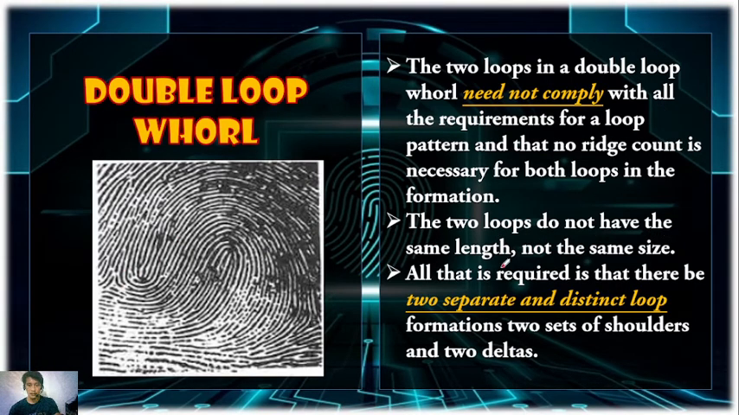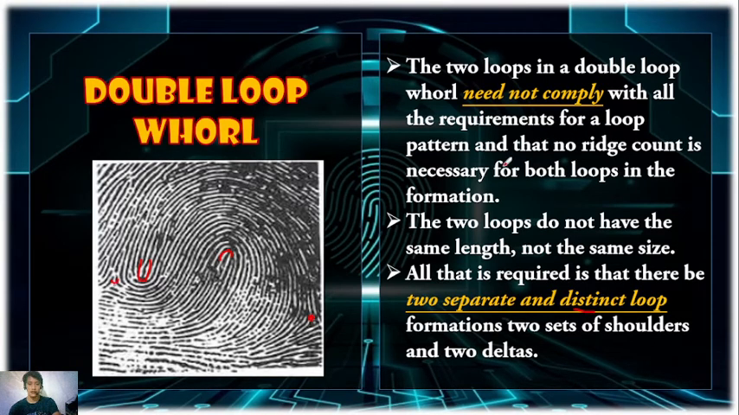Okay, the two loops do not have the same length or the same size, so hindi kailangang parehas na sizes. It could be the other loop is smaller, or the other loop is larger. All that is required is that there be two separate and distinct loop formations, two sets of shoulders and two deltas. So as we have seen in here, these recurving ridges have shoulders, or we can locate the shoulders in here, and this pattern has two deltas.